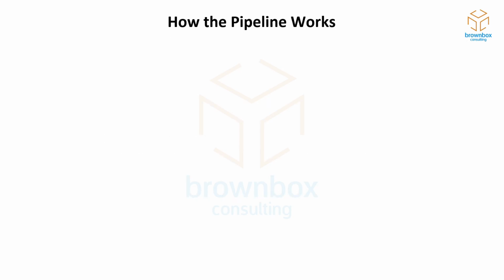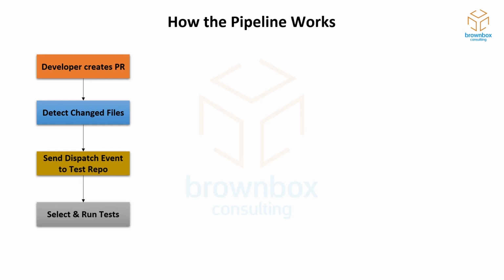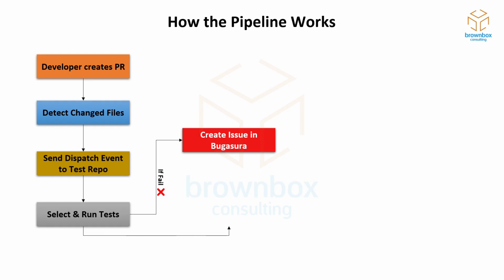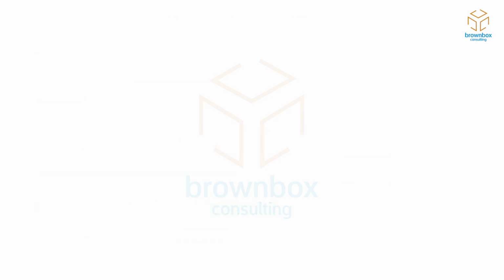Let me walk you through the flow. It all starts when a developer creates a pull request. The system immediately detects which files changed. Then it sends a dispatch event to our test repository. The repository intelligently selects and runs only the affected tests and checks the results. If something fails, a bug is automatically created in Bugasura with full error details. If everything passes, a success comment is posted to the PR. Either way, the developer gets instant feedback. Now let's watch this entire process happen in real time.